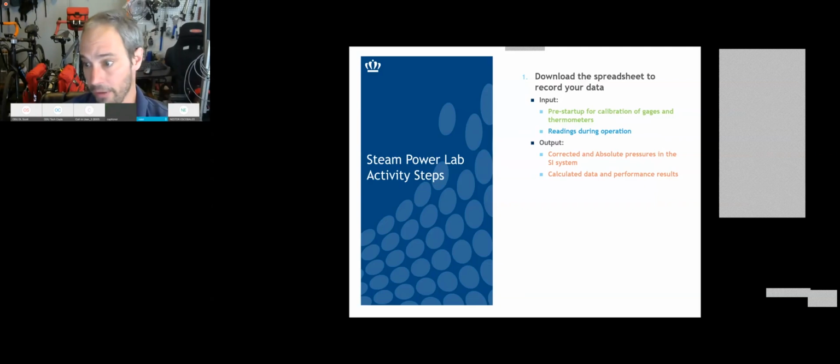So we've got to convert all the gauge pressures to absolute. And I'm converting them all to SI because it's just nicer. And then calculate data and performance results as well. These are all auto output. But I will show you where you can unhide the tab, and you can do whatever you want to with it. You can always re-download the unedited one if you mess it up.